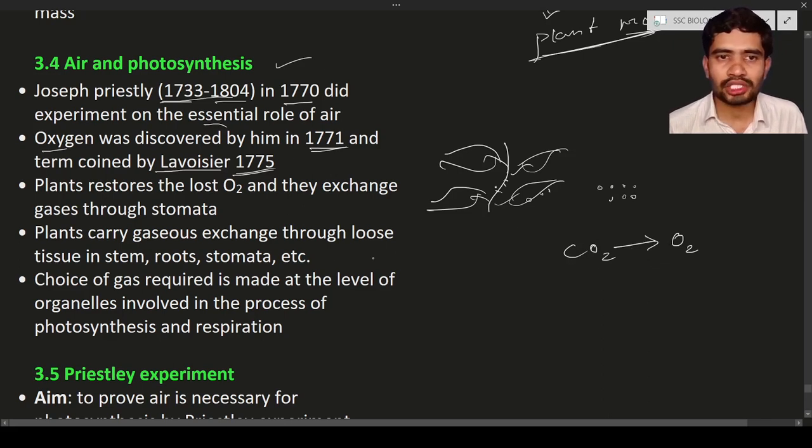The choice of gas required is made at the level of the organelles involved in the process of photosynthesis. Here you can see the gas exchange is not only occurring through stomata but also through the stem and roots. You know that roots also exchange gases, and the stomata also exchange gases. That is about air and photosynthesis.